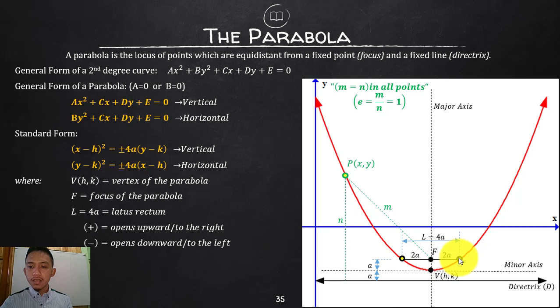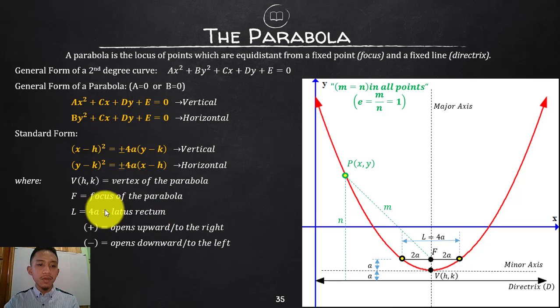You will intersect exactly 2 points on your parabola, and if you get the distance between those 2 points, since that is 2a, that will be our latus rectum, which is 4a. That is what we call the latus rectum. So actually, what is this latus rectum? It determines how wide the parabola opens.